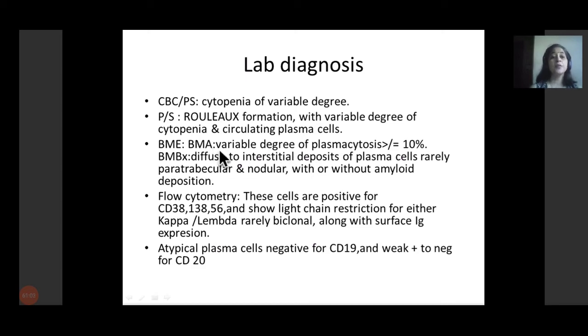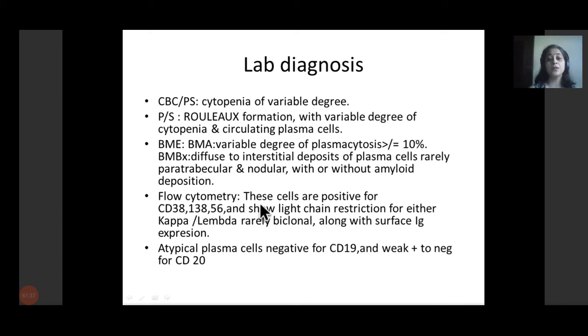Bone marrow examination, the bone marrow aspirate, is very, very important. It can show you a variable degree of plasmacytosis. It's one of the defining criteria for plasma cell myeloma diagnosis. It has to be equal to or more than 10%. Biopsy will show diffuse interstitial deposits of plasma cells. Very rarely it can show paratrabecular and nodular deposits, with or without amyloid deposition, where we need special stains, especially the PAS and the Congo red or the metachromatic stain, toluidine blue and all.